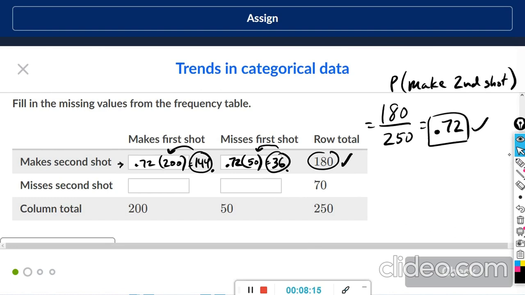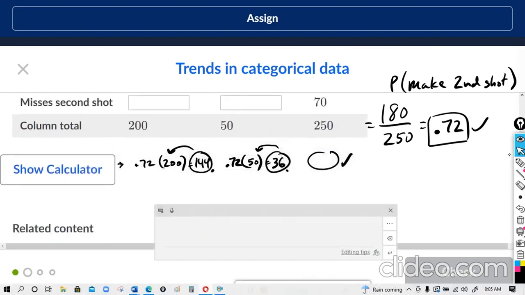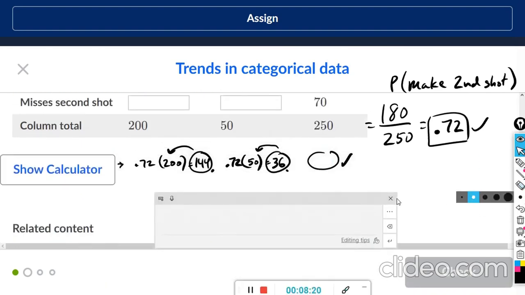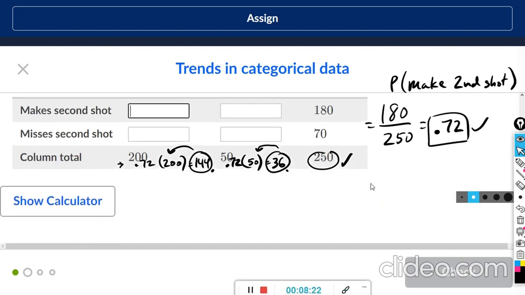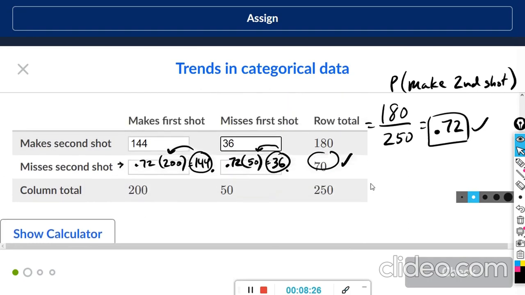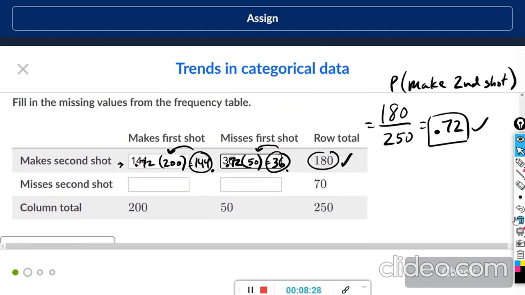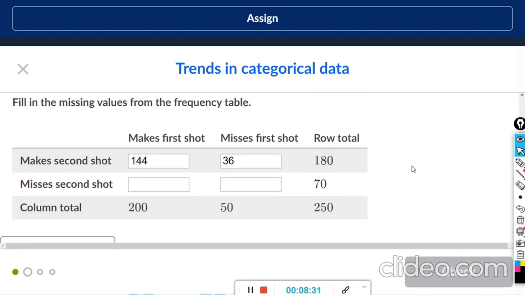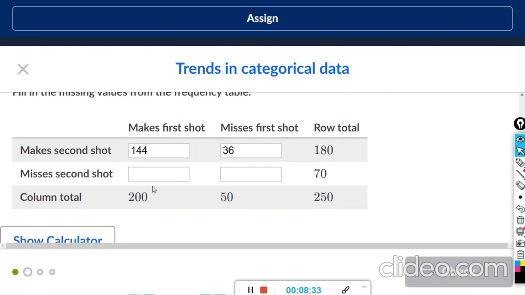So in those boxes, I'm going to fill in 144 and 36. The whole screen moves when I click the box. All right, I'm going to fill those in. And from here, it is easy because we also have the column totals.